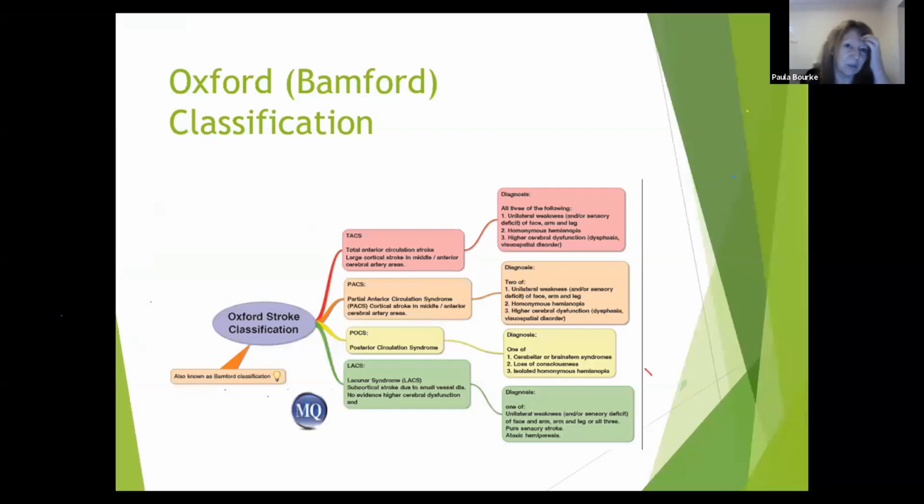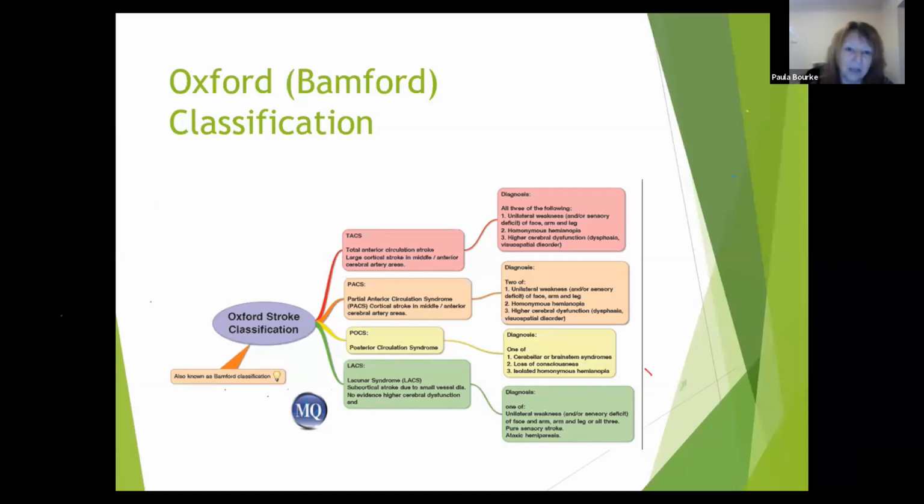The Bamford classification was introduced again in England, but we use it very much more nurse-wise. You'll find lots of the nursing papers that are written over here have this, because it doesn't rely on a CT scan. It doesn't rely on which part of the brain is affected. What they're looking at is the clinical damage that's done. So we are looking at it from a purely patient's level. We call it TACS, PACS, POCS and LACS.